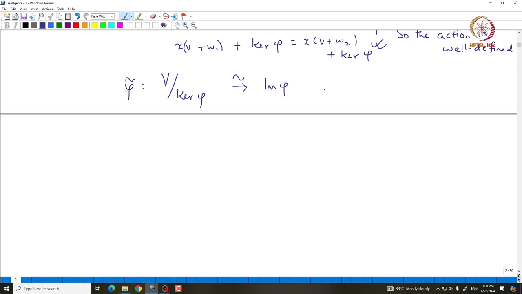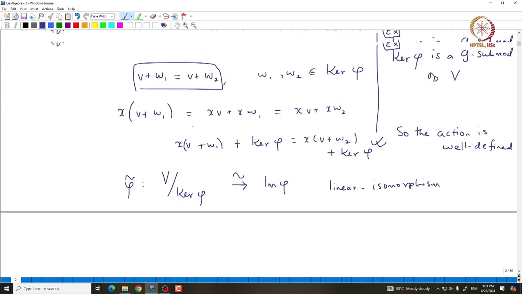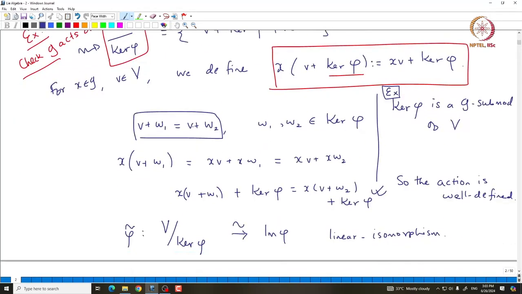Okay. So, this is already a bijective correspondence. So, this is a linear isomorphism. That comes from the theory of vector spaces. So, now because we have G module structure on both sides, it is enough to check that phi tilde commutes with the G action. That is again easy to check because that is what happens in phi. Okay. So, let us write it down.